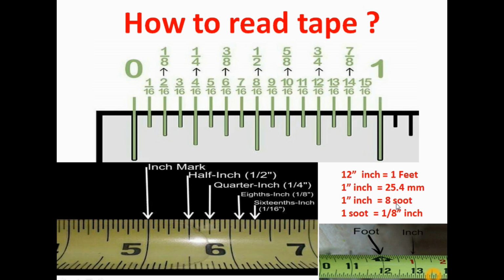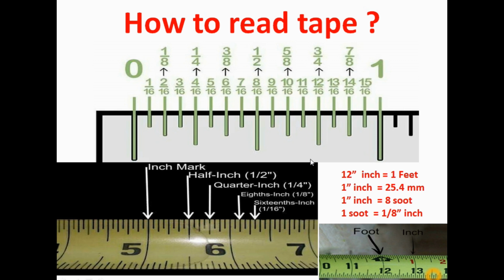And 1 foot is equal to 1/8 inch. That means this is the 1/8 inch. Okay, from here to here. Okay, so this is equal to 1 foot. From here to here, this is 1 foot. That means total 8 sheets is equal to 1 inch. Okay, in 1 inch 8 sheets are there. Okay, now this is all about the inch scale.